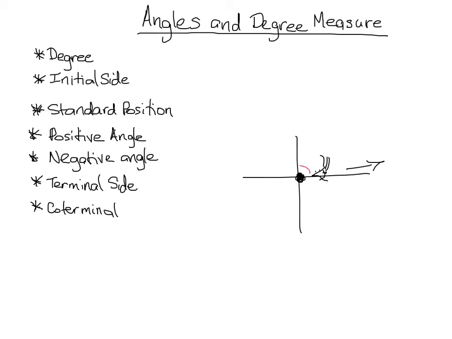As you turn, you're turning through an angle. So you're turning and turning and turning, and then all of a sudden you're facing that direction again. So that full rotation is 360 degrees. One full rotation is 360 degrees, going all the way around until you come back to where you start.